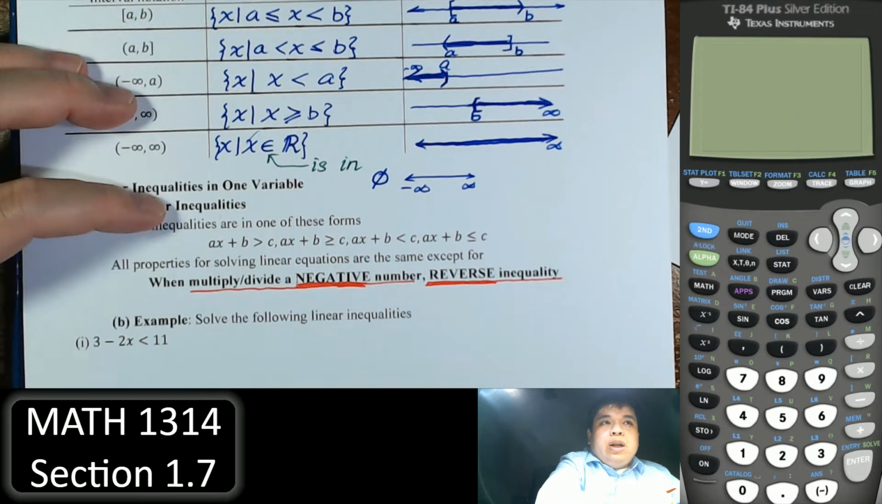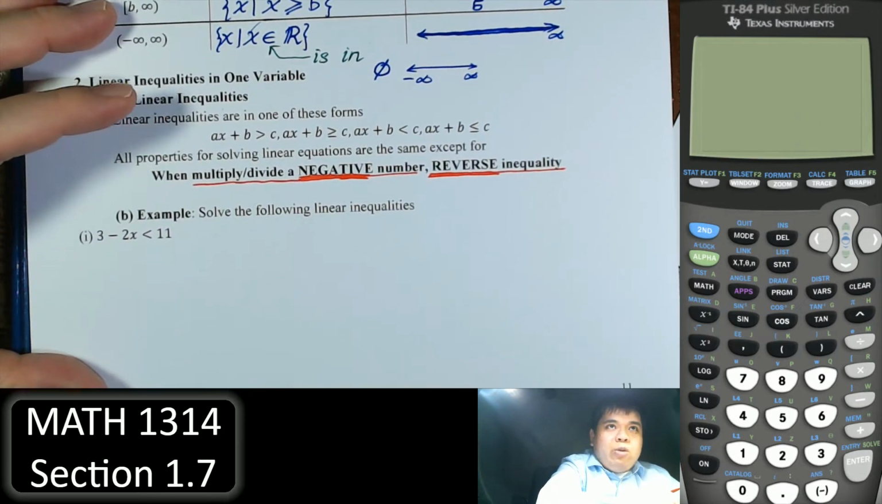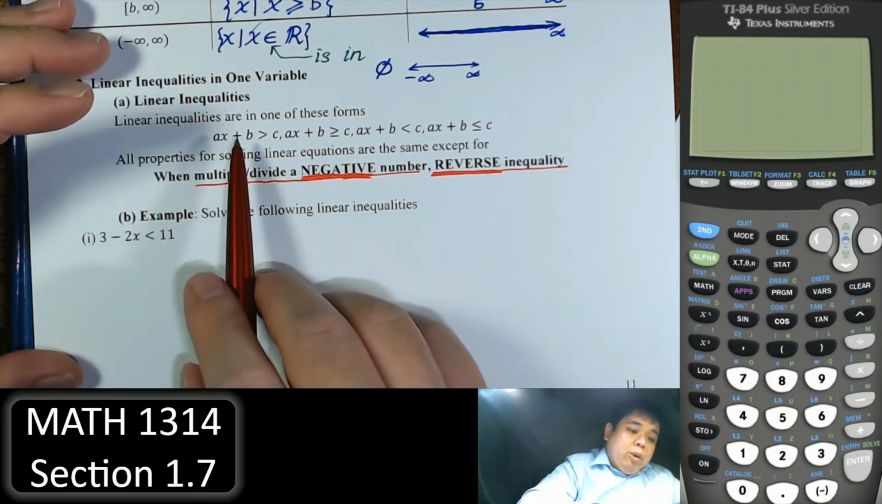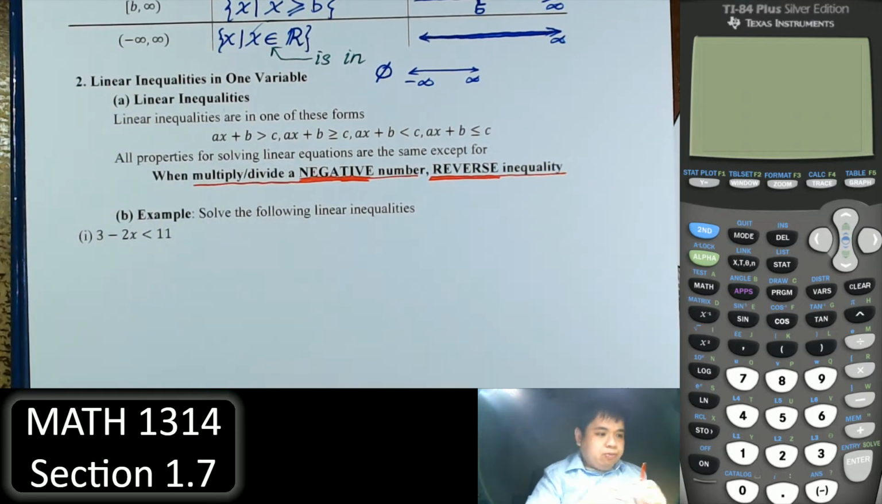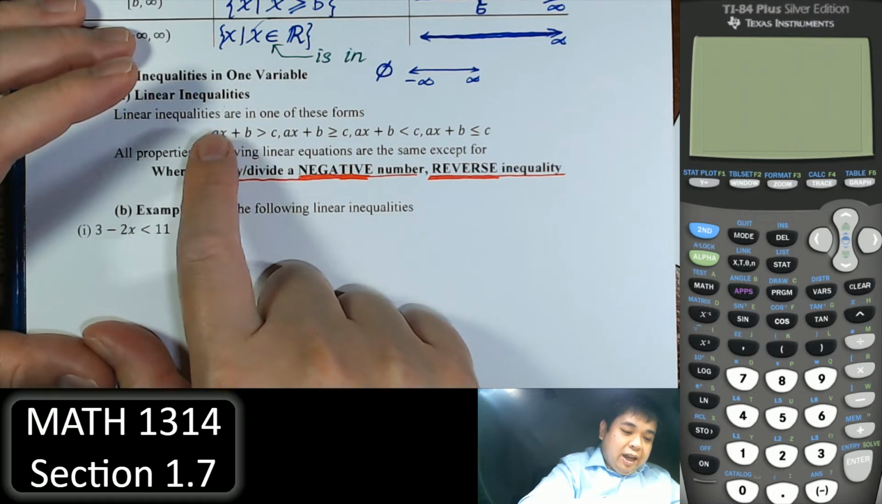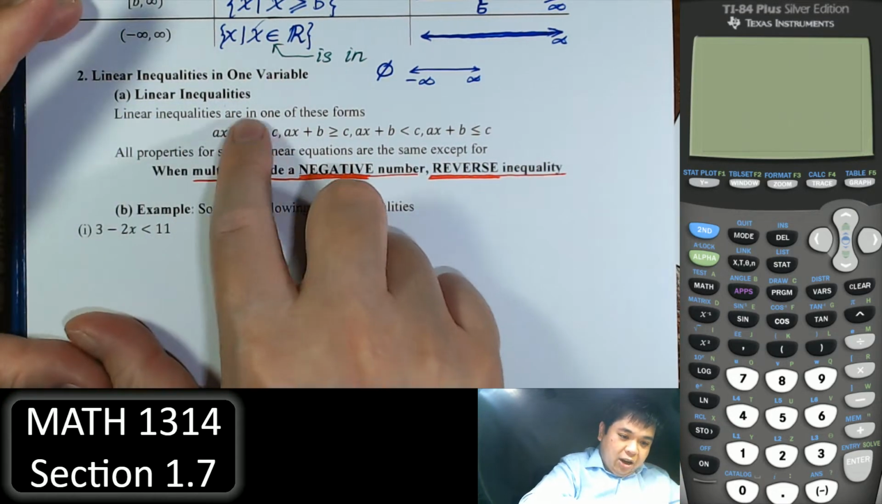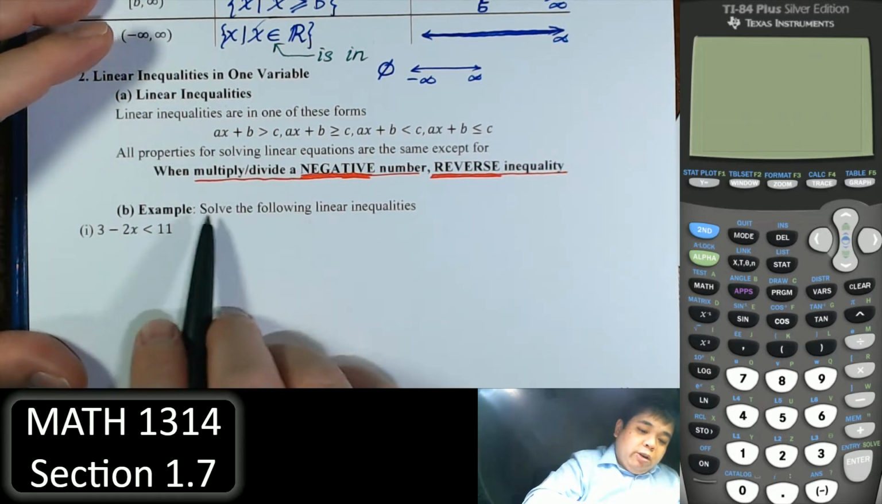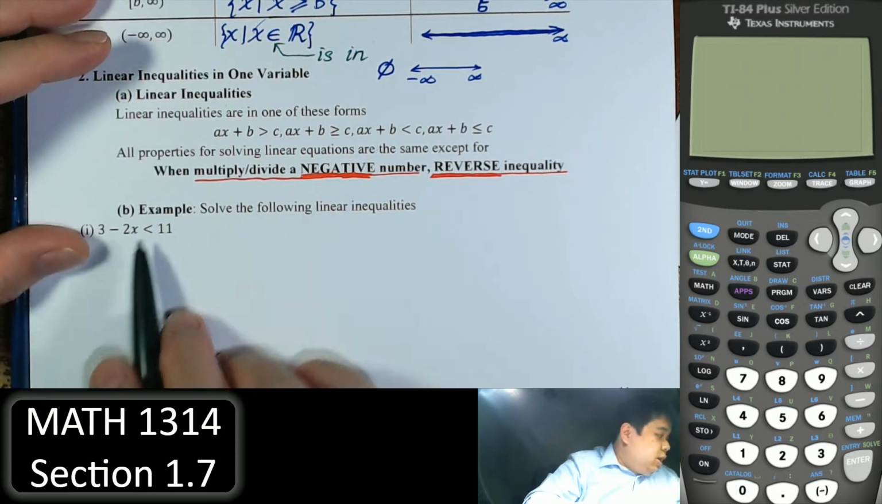Right, so those are the things that we need to watch out for. The rest is just like solving a linear equation. By the way, when we say linear, we mean that there is no quadratic or any higher power. It's just x and a constant. Right, now here we solve for this inequality.